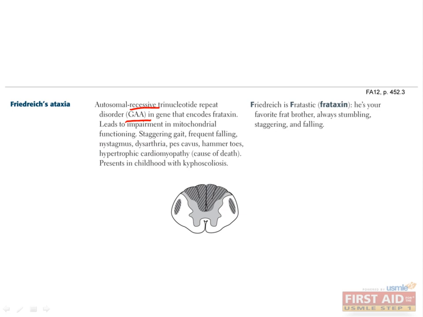Cardinal symptoms of Friedreich's ataxia include progressive limb and gait ataxia, dysarthria, loss of joint position and vibration sense, and hyporeflexia. What do these patients most commonly die of? Well, the gene mutation also causes hypertrophic cardiomyopathy, which is the most common cause of death in these patients. They may have other bony deformities like pes cavus in the foot, scoliosis, or kyphoscoliosis that present early in childhood.